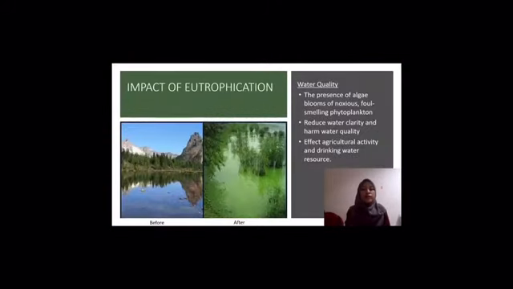There are several adverse impacts caused by algal bloom formation. First is the water quality. The presence of algal bloom will cause many impacts because of the phytoplankton present. The reduction of water quality and water clarity will affect the industry that uses lake water as a resource, such as agriculture and drinking water production.